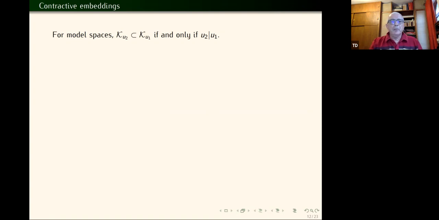Okay, so we come to contractive embeddings. For model spaces, if we ask ourselves when two model spaces are contained one in another, it's very simple to give the answer: if and only if the function u2 divides u1.